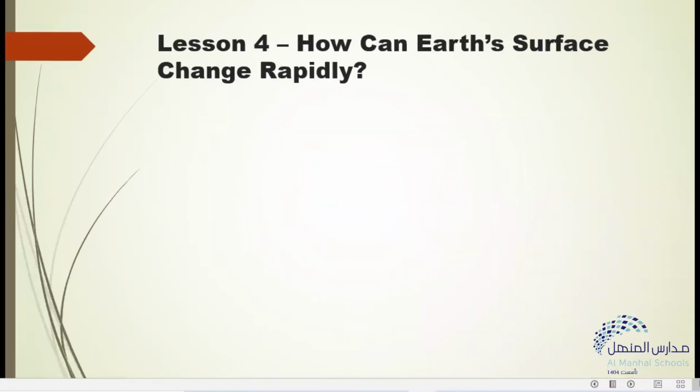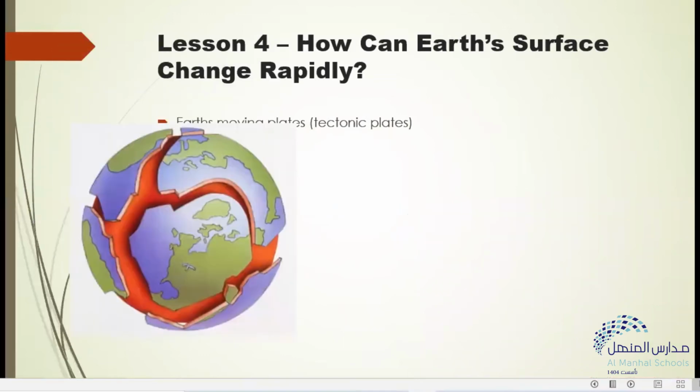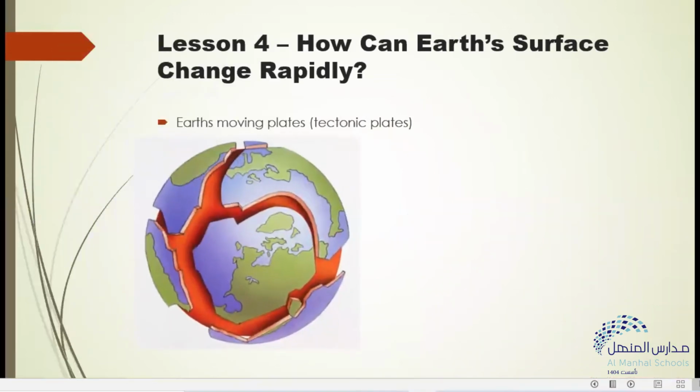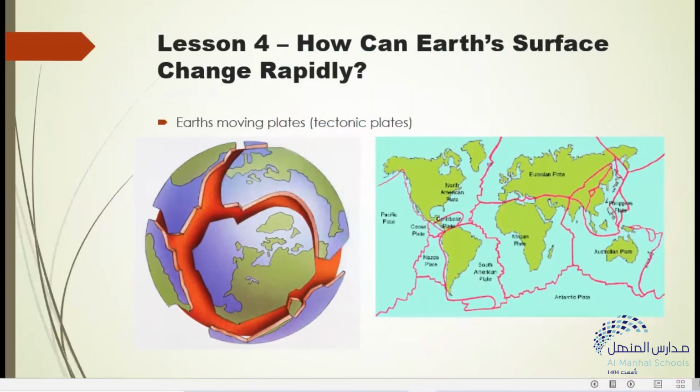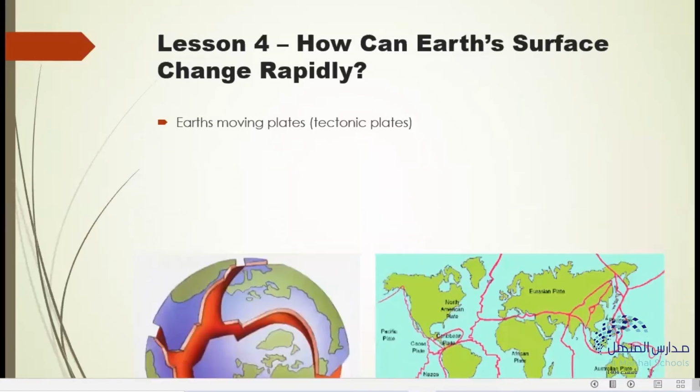In lesson 4, how can Earth's surface change rapidly? So Earth has moving plates called tectonic plates. This is because the Earth's inner core is molten and the top layer is being moved around constantly. And we can see these cracks in the Earth's surface by demonstrating it on this map by these lines that go around the Earth. They are called the tectonic plates.